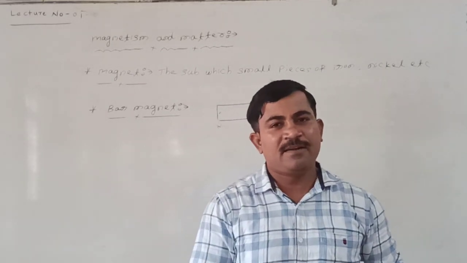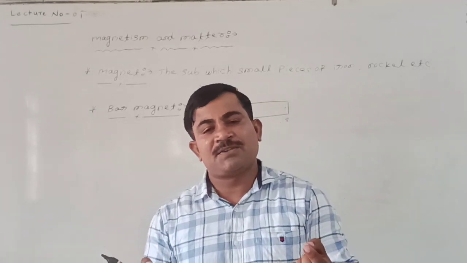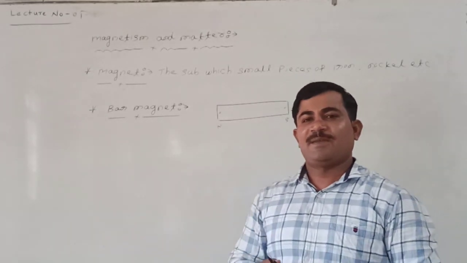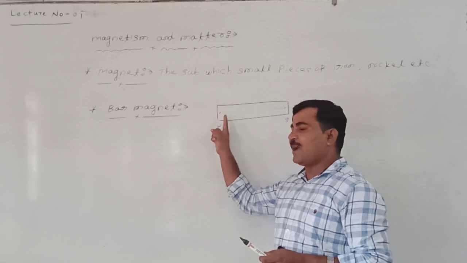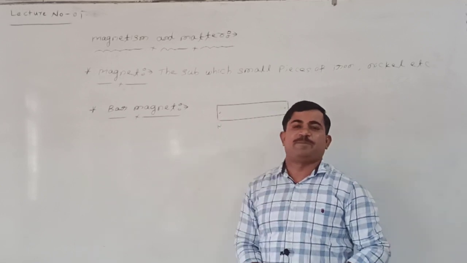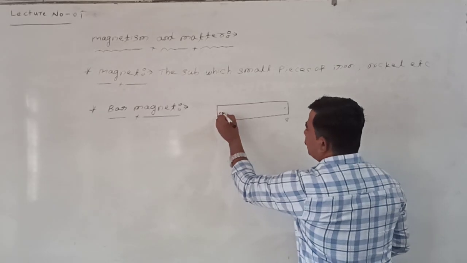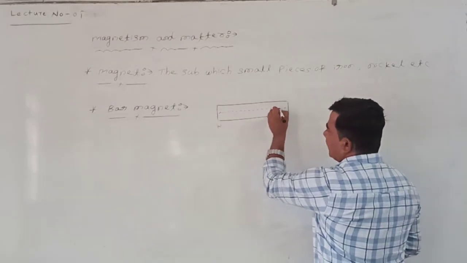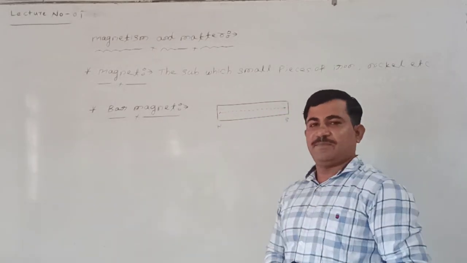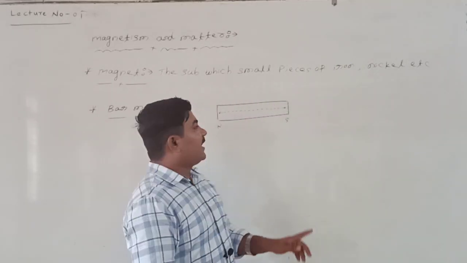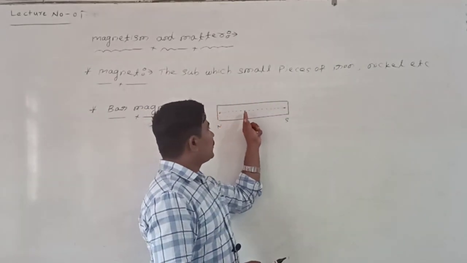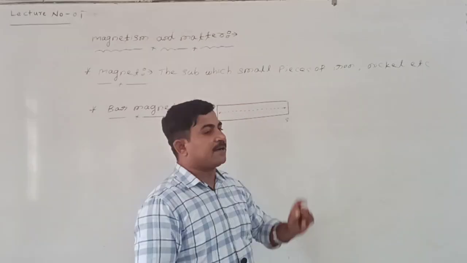I already said that each magnet consists of two poles. One we are calling north pole and the second one we are calling south pole. So here, the line joining from north pole to south pole is called the magnetic length. What is the magnetic length? The line joining from north pole to south pole, this we are calling magnetic length.